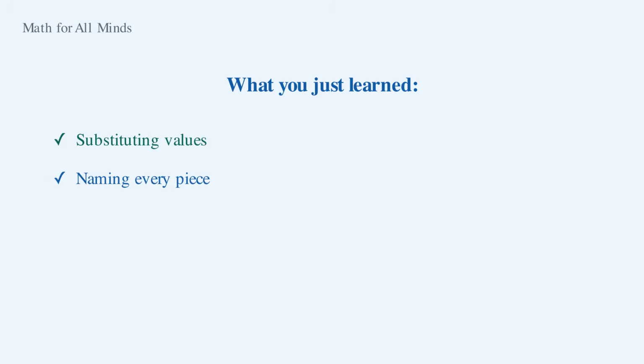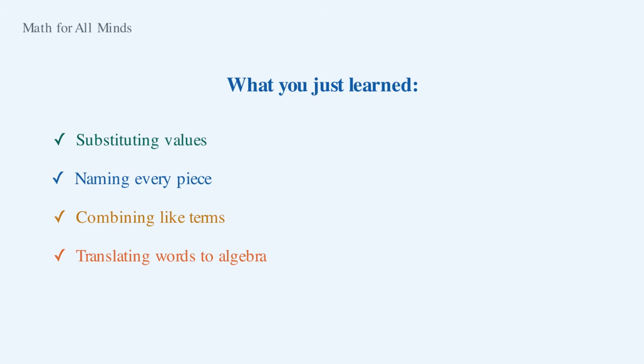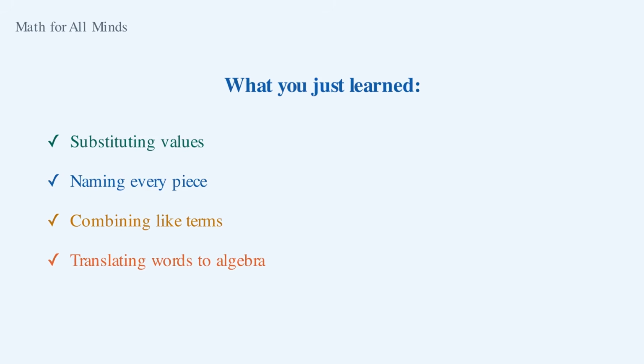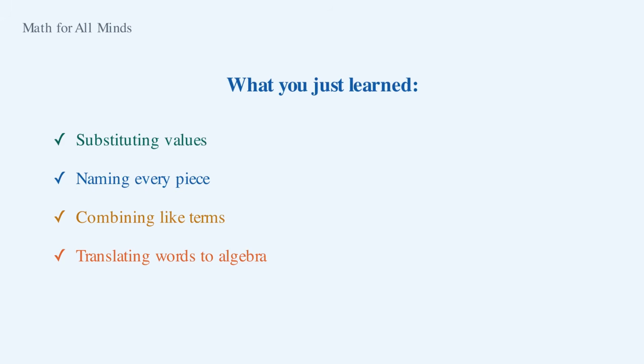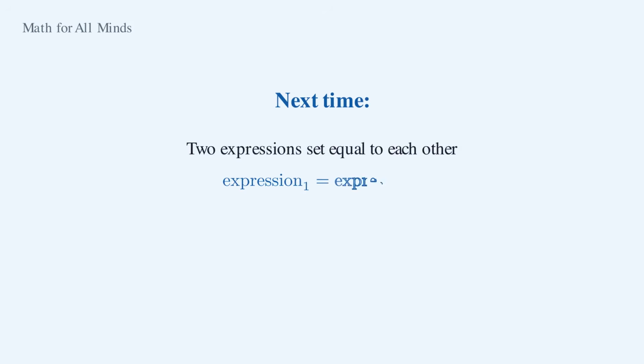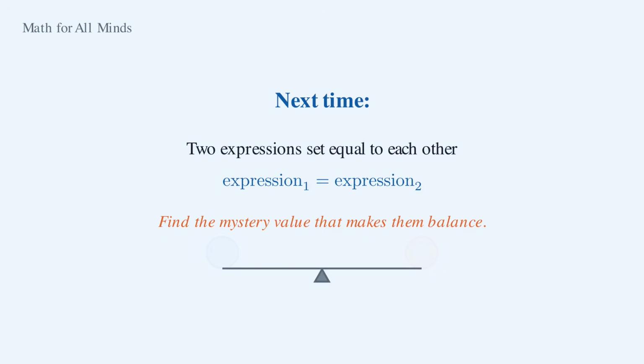You just learned how to breathe life into an expression by substituting values, how to name every piece of it, how to combine like terms, and how to translate everyday words into algebra. Next time, what happens when two expressions are set equal to each other, and how do we find the mystery value that makes them balance?